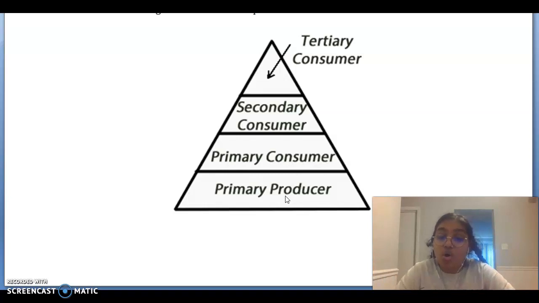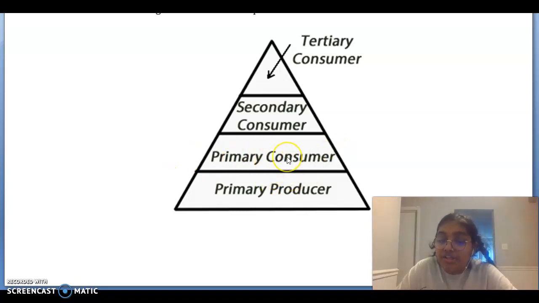Because they produce their own food, they are also known as something called autotrophs. Auto means automatic, or like something that does something on its own automatically. So autotroph. Now let's move on to the next one, which is primary consumer.